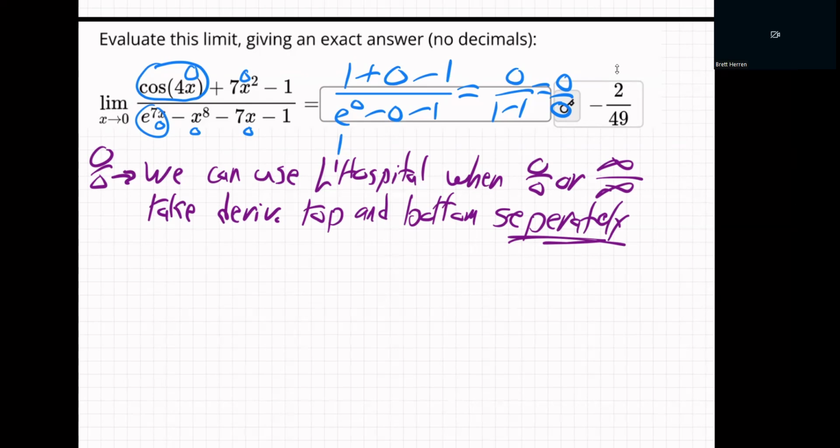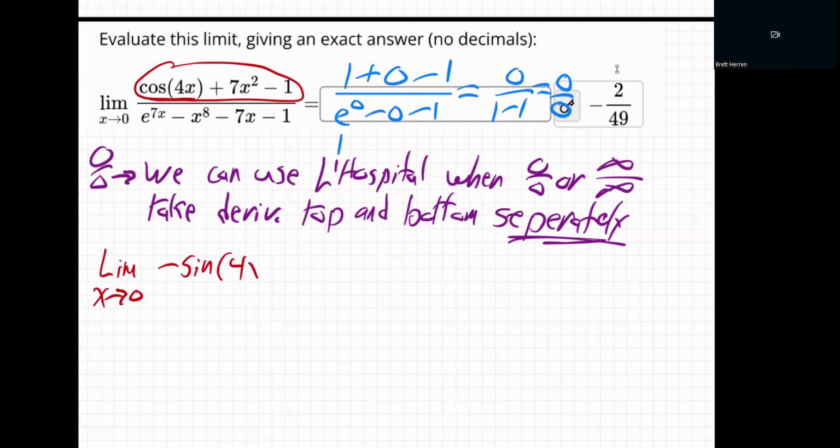So I'll come up here now. Get rid of this. I'm going to do this top separately. Let's put the limit in front there. Limit, x goes to 0. Okay, derivative of the cosine, that's negative. Derivative of all cofunctions is negative. Times, because of the chain rule, derivative of the inside, which is 4. Plus, and then this 2 comes down, 14x to the 1. And the minus 1 just goes to 0. There's the derivative of the top.